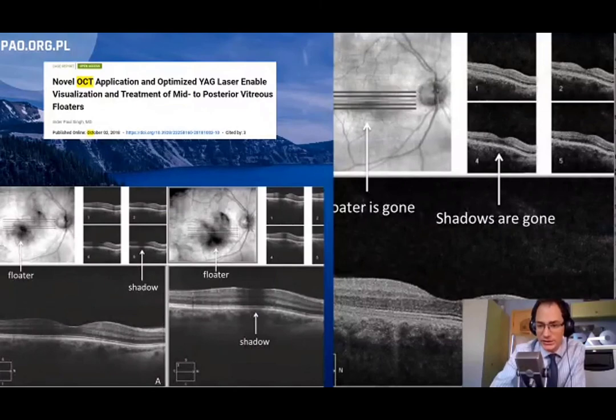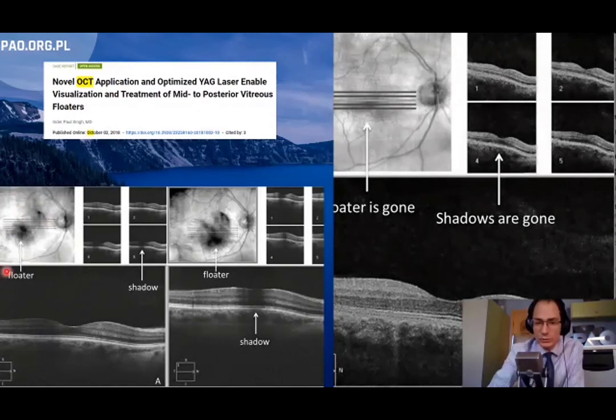So far, I just showed you the images of the floaters, but right now we are going to focus slightly on the treatment. I do not perform the vitreolysis via capsulotomy, so I have no idea about this technique, but I found this paper by Dr. Singh, and in this paper he used OCT as a method to optimize the YAG laser vitreolysis.